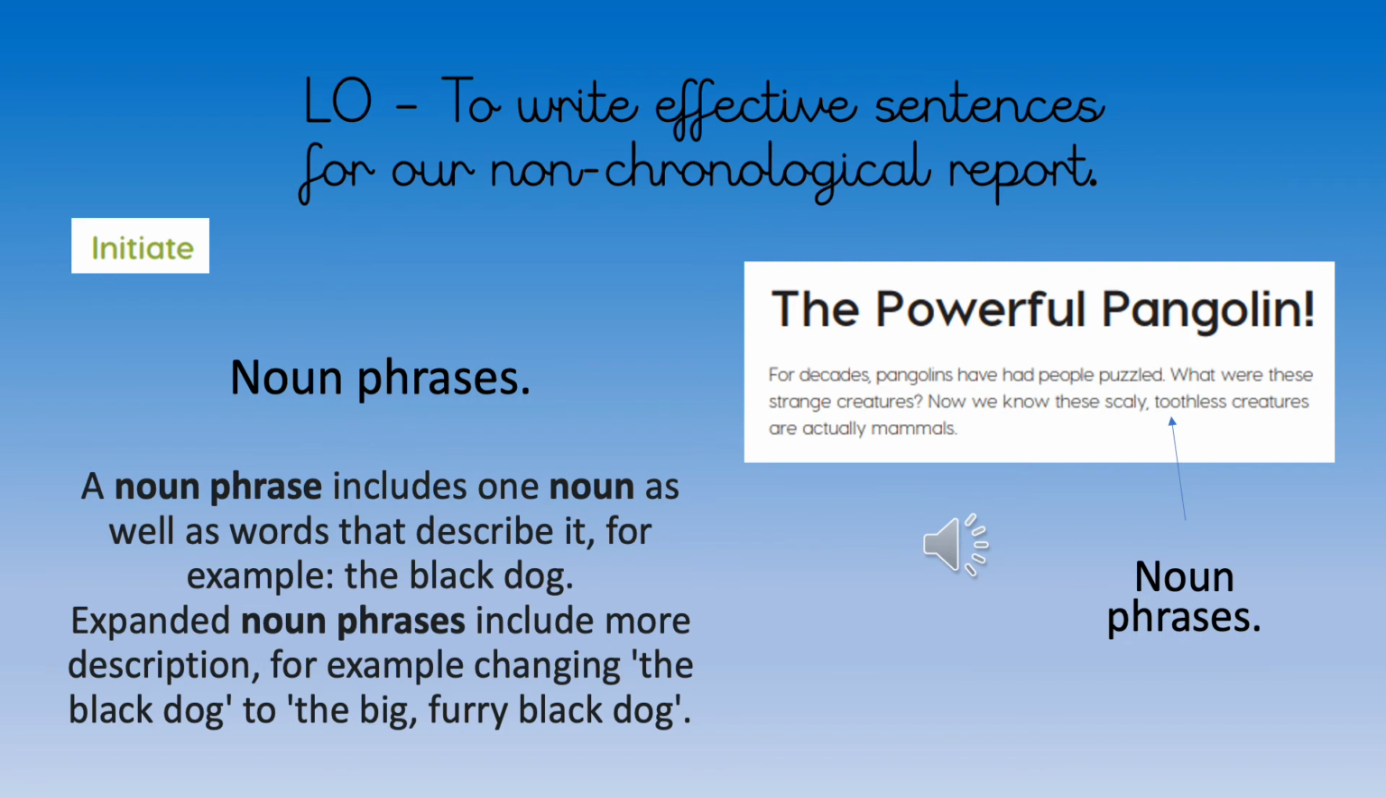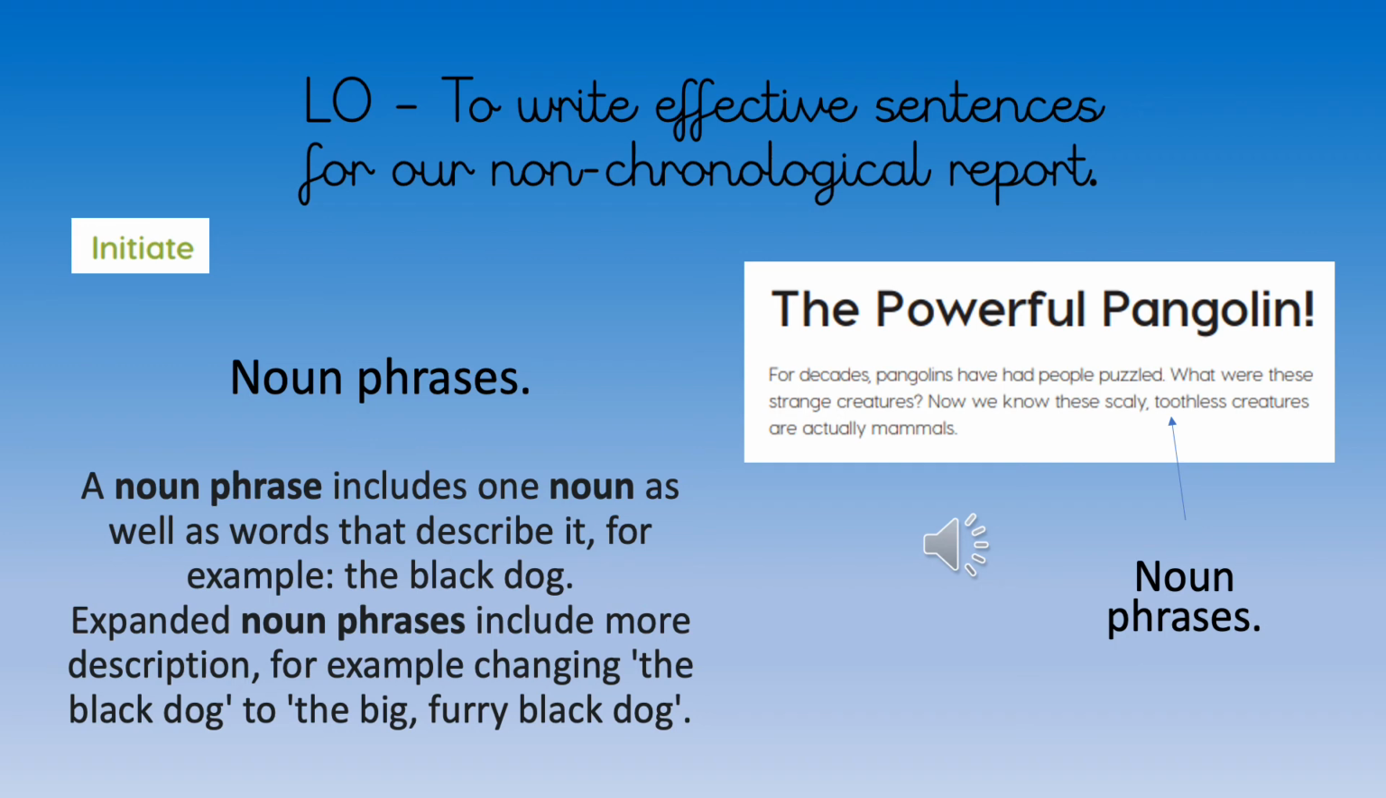Now we're moving on to our final sentence of our non-chronological report to complete our introduction, and it's noun phrases. A noun phrase includes one noun as well as words that describe it. For example, the black dog. Expanded noun phrases include more description. For example, changing the black dog to the big furry black dog. So we have two other adjectives in front of the black dog.